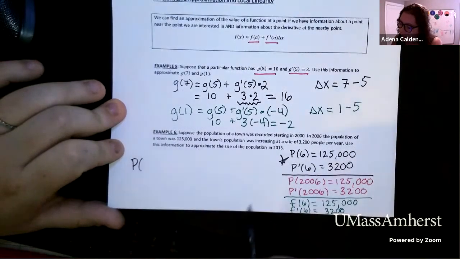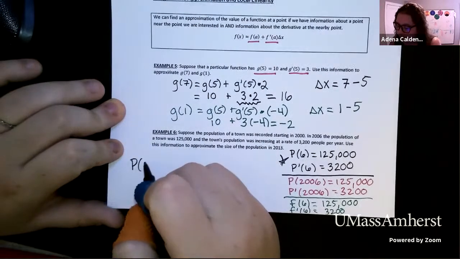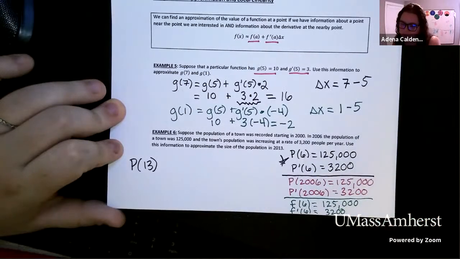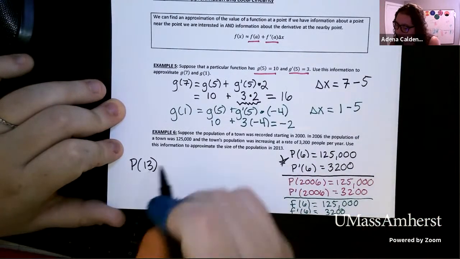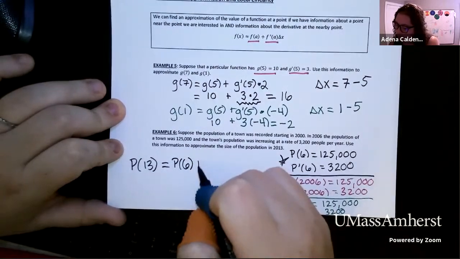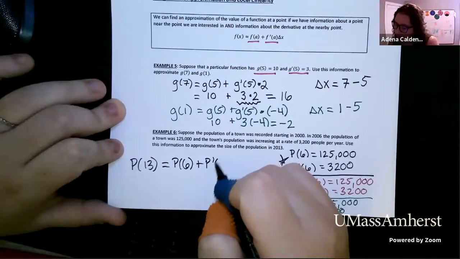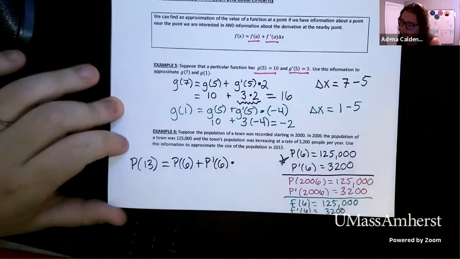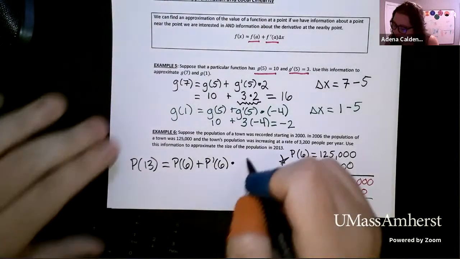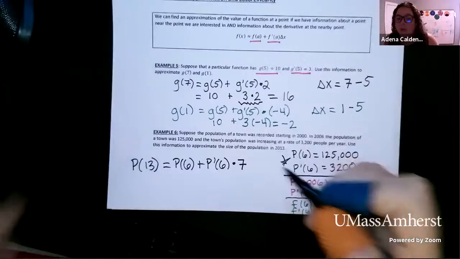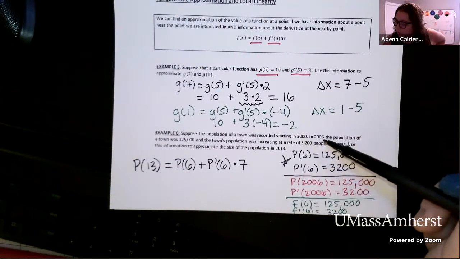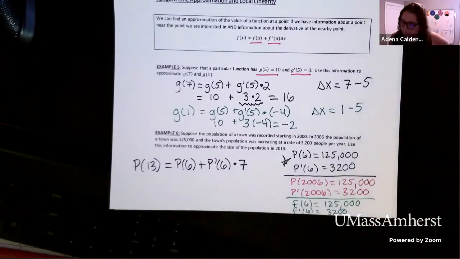So here, if I'm trying to figure out the population in 2013, I would have P of 13 because I'm using T equals years since 2000. So that means I'm going to have my population in 2006 plus P prime. And then my delta X here is 13 minus 6. So how many years has it been? That's going to be 7. So no matter your notation, your delta X should be 7 years because it's been 7 years from 2006 to 2013. Okay.